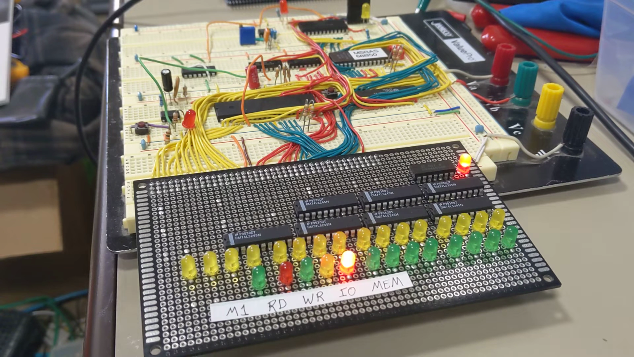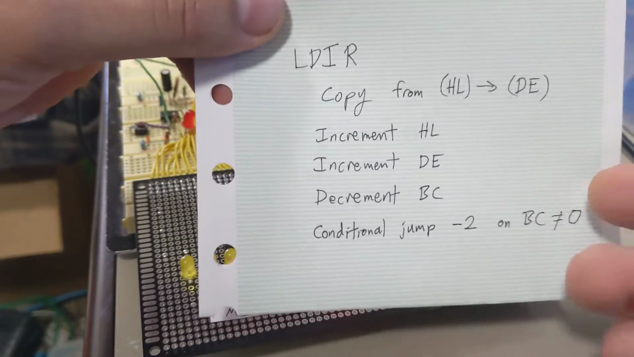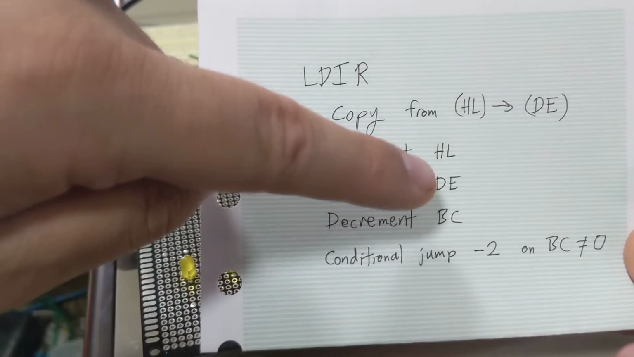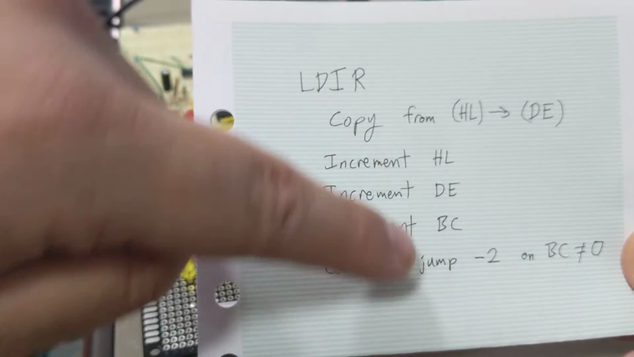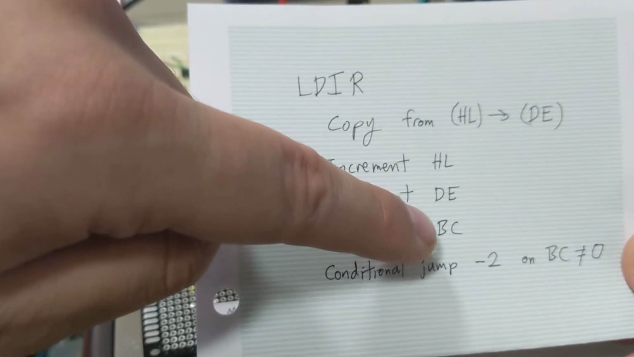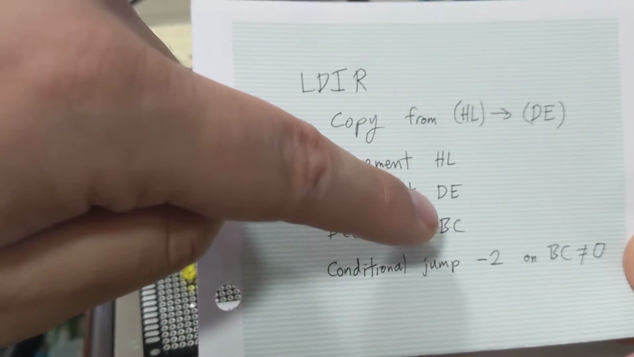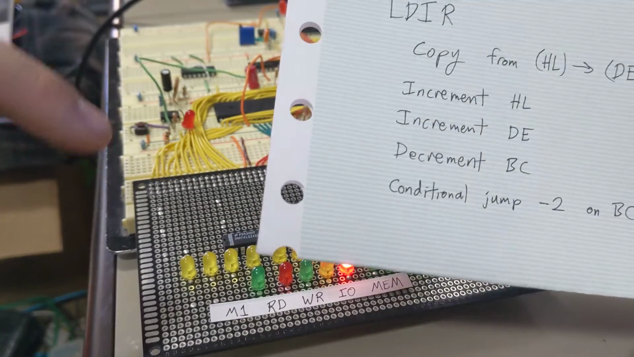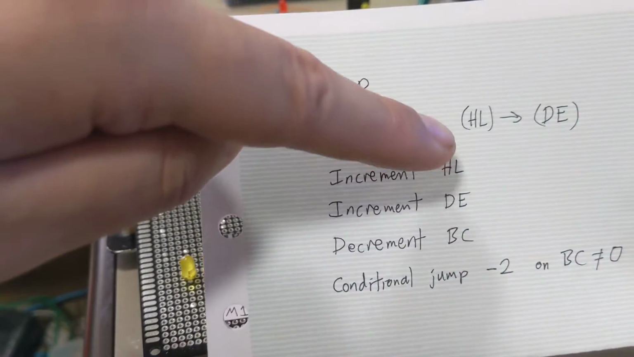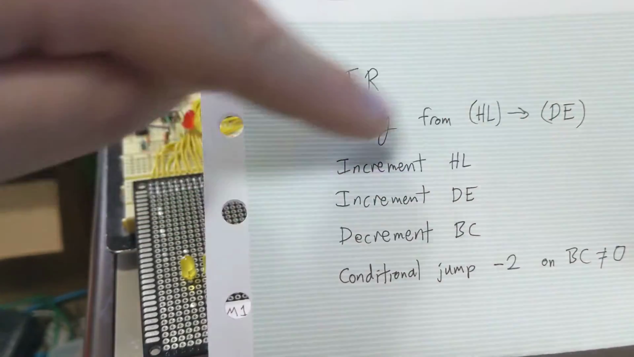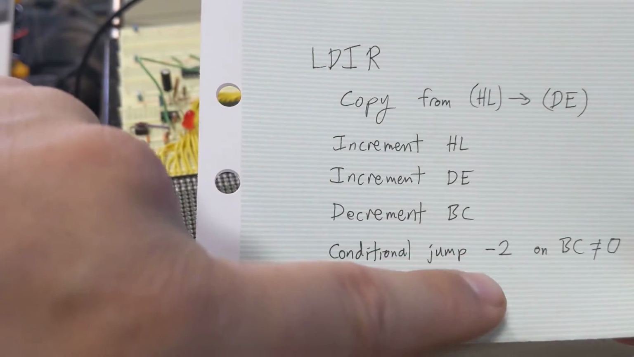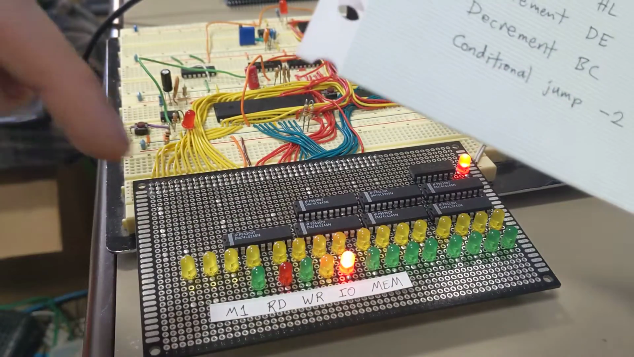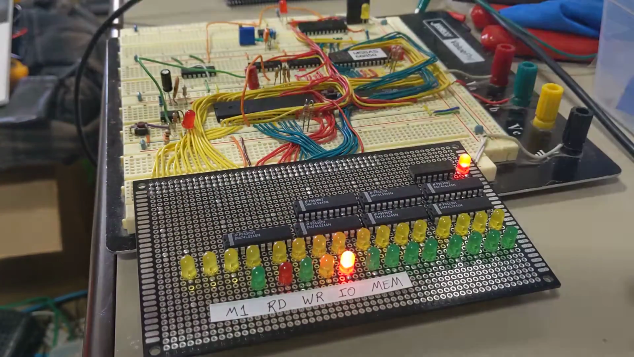And this is where it gets wild. Now, since we've set up HL to point to the beginning of our program, DE to point to the end of our program, and BC to be the value of the length of the block we want to copy, this will now read from HL, write to DE, do a whole bunch of math, and then do a conditional jump back to 8007.